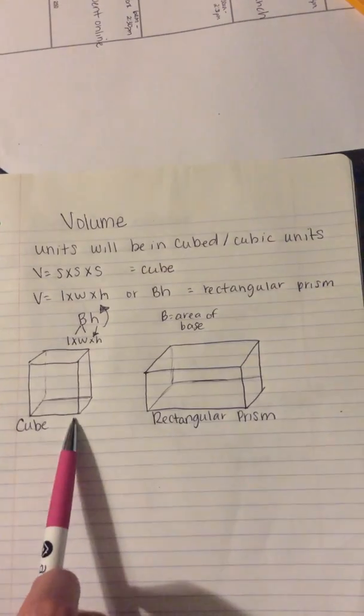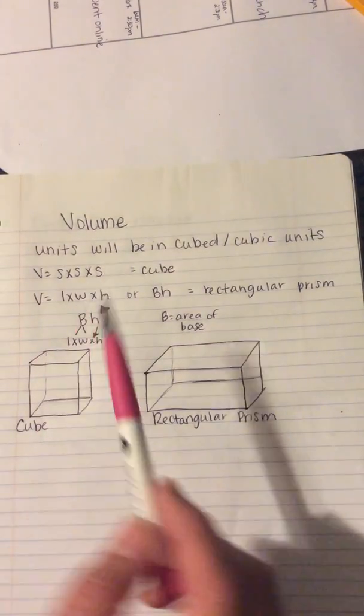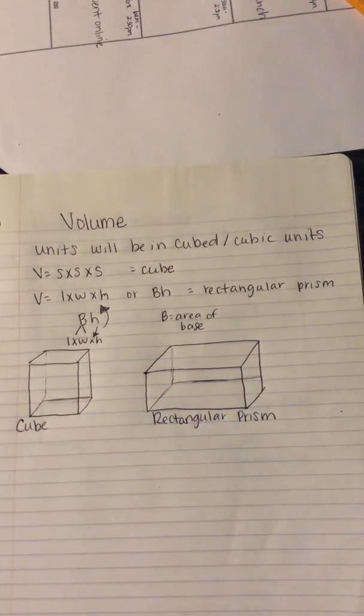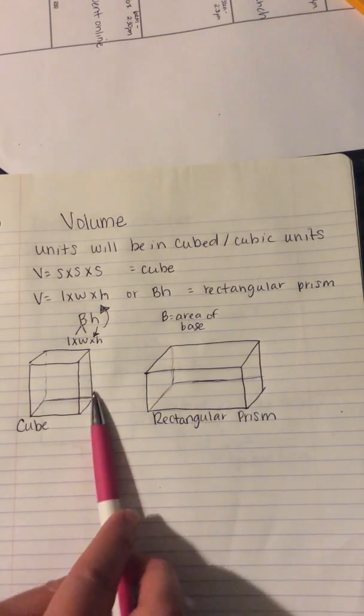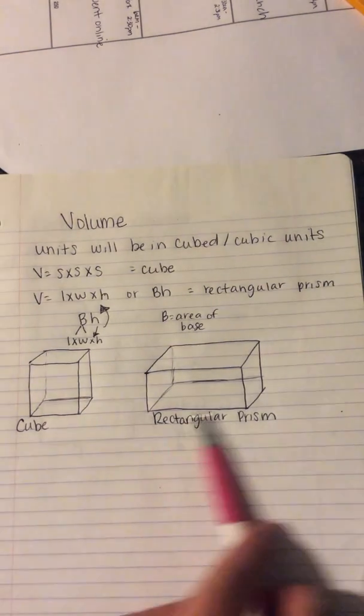Just to draw a quick sketch, this is a cube. Remember, I'm able to use S times S times S because the faces of my cube are squares. And I know that on a square, all sides are equal. So the length, the width, and the height would all be equal on a cube. And this is a rectangular prism.